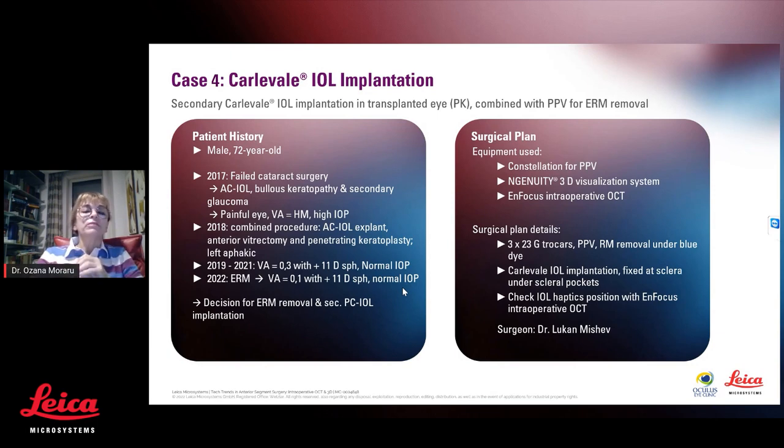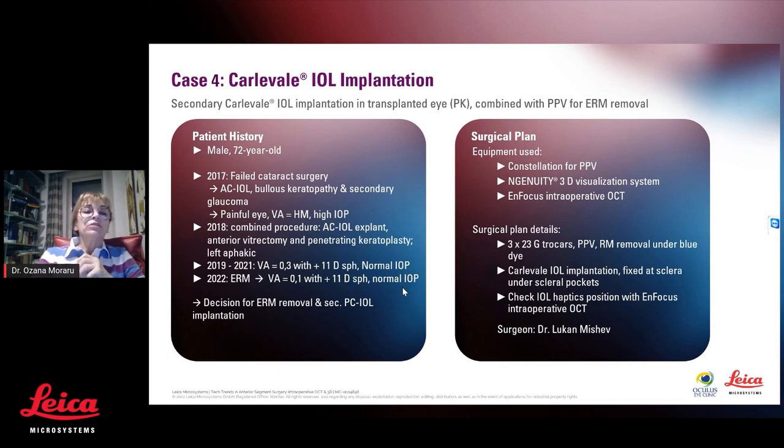In 2018, after obtaining a lower IOP with medication, we proposed a combined procedure: anterior chamber IOL explantation, anterior vitrectomy, and penetrating keratoplasty. But we preferred to leave this patient aphakic because we were afraid of a new rise of the IOP, and also we didn't know the potential of this eye. We said, first of all, we need to keep a low IOP and have a quiet eye with no pain and a clear graft. And indeed, between 2019 and 2021, the visual acuity was satisfactory, 0.3 with plus 11 and a normal IOP.